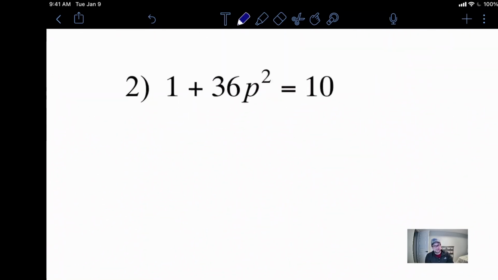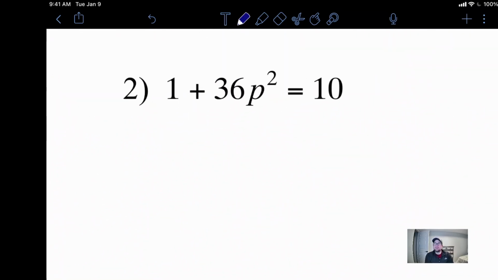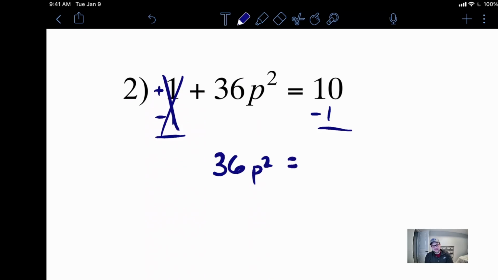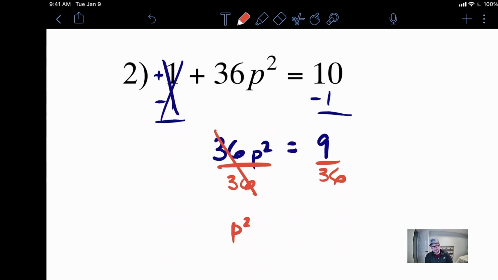Here's our next problem. We've got to get p squared alone. So we're going to start by getting rid of the extra piece. Get rid of the 1. It's a positive 1 right now, so we're going to subtract it. That's going to leave us with 36p squared equals 9, since 10 take away 1 is 9. Now, this is where we're going to run into a little bit of work with decimals, but that's okay. So I want to divide both sides by 36. That makes that go away, and I'm going to be left with p squared.